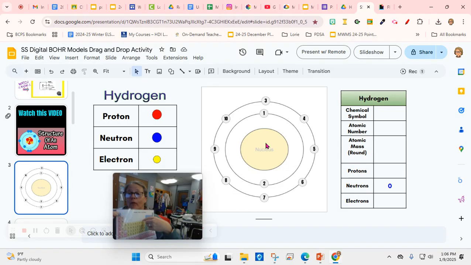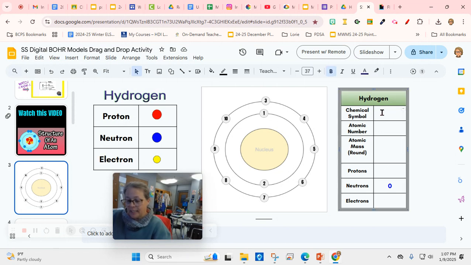Now, we're going to fill out all the information for hydrogen in this table right here. So, your chemical symbol is going to be capital H. So, you're going to put your capital H in there. Your atomic number, remember, that's at the top. It is going to be 1. Now, your atomic mass is that number that's going to be underneath the element name, and we're just going to round. So I am going to just put number 1. It is totally fine if you put all the numbers. It's totally fine.